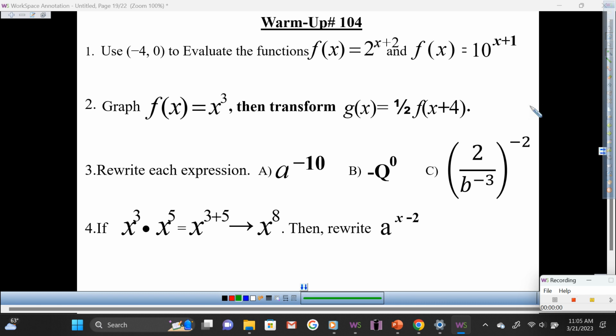Number 4, get us started, please. Let's see. For the function f of x equals 2 to the x plus 2, I need f of negative 4. What did you get for f of negative 4?